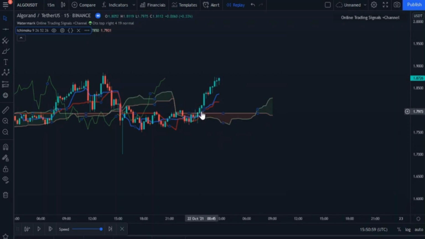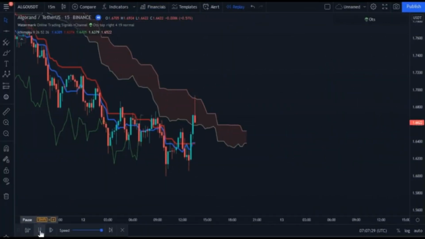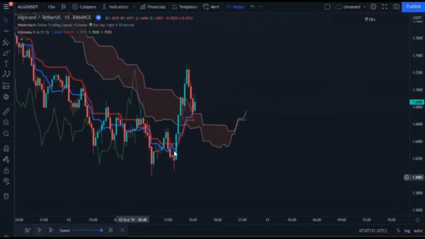If you notice here, you will find that the entry point that we relied on according to the three conditions that we talked about was better than the entry point we obtained from lagging line. Now that we understand how this indicator works, let's see some examples of the success of this great indicator.